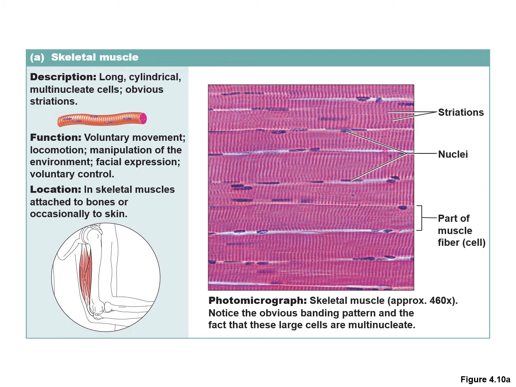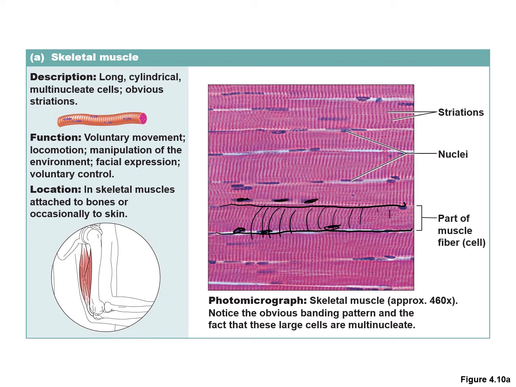Okay, muscles. So we have three types of muscle. We have skeletal muscle, cardiac muscle, and smooth muscle. Skeletal muscle has long cylindrical multinucleate cells, and we see obvious striation. So let me show you the cell. So you see that's one cell. This is a long tubular cell here, right? And this dark stuff, those are nuclei. So we have numerous nuclei inside one cell, and you can see these lines. This is striation.